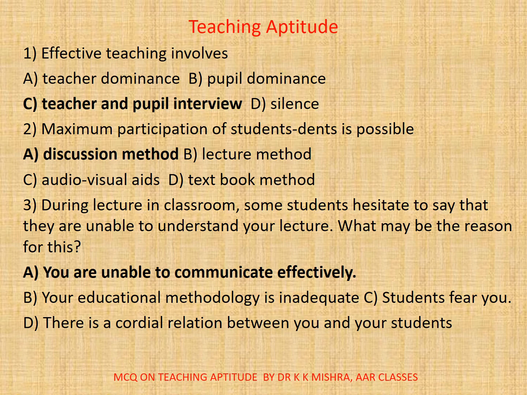Discussion method. 3. During lecture in classroom, some students hesitate to say that they are unable to understand your lecture. What is the reason for this? A. You are unable to communicate effectively. B. Your educational methodology is inadequate. C. The students fear you. D. There is a cordial relation between you and your students. The correct option is A. You are unable to communicate effectively.